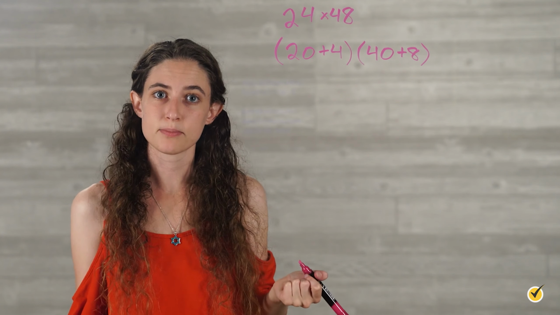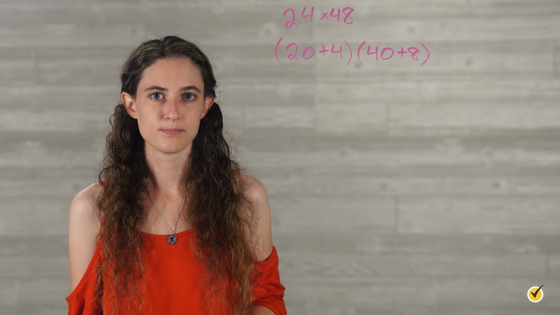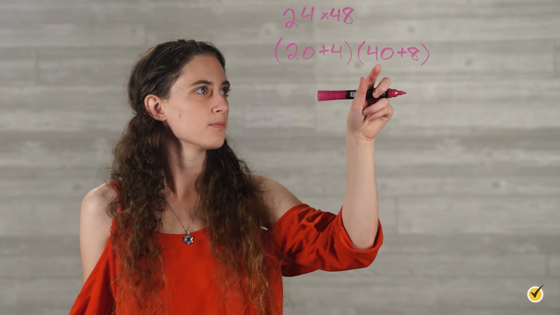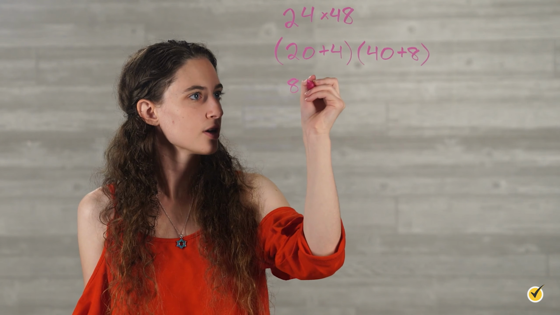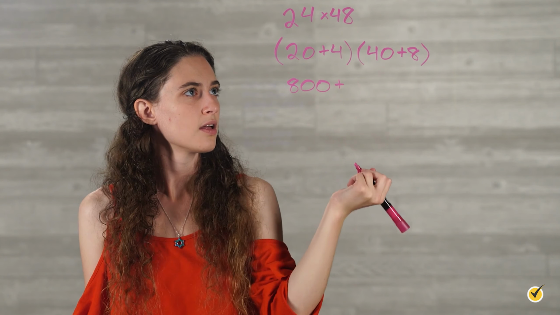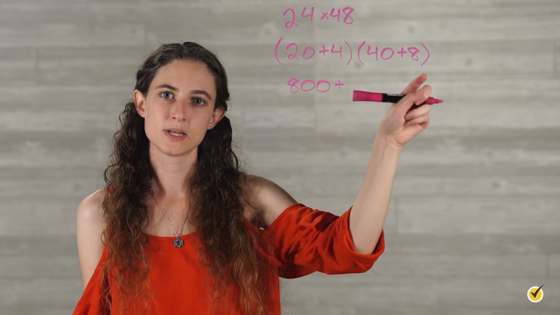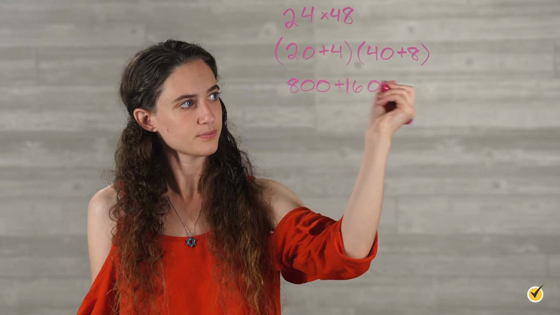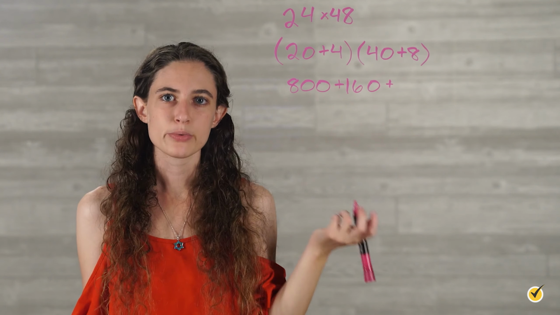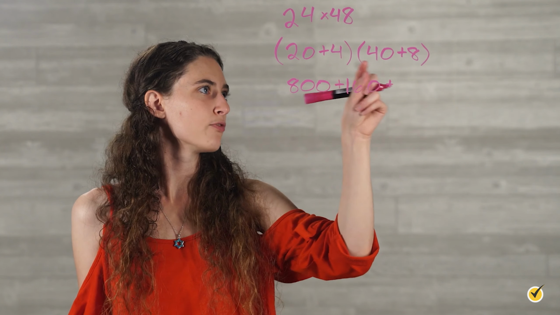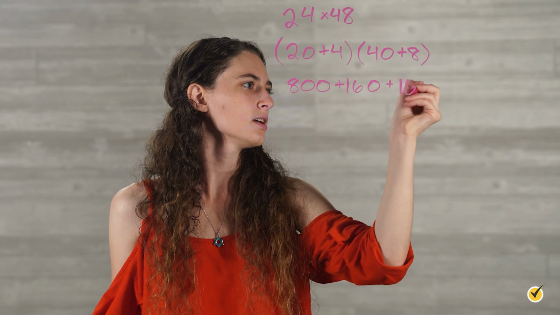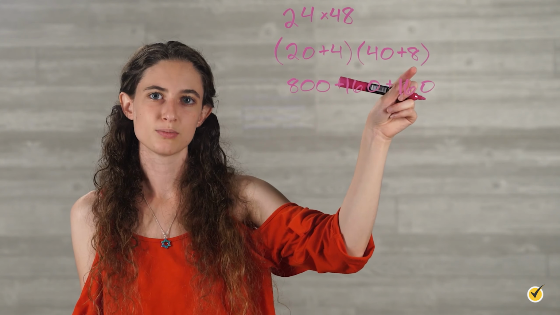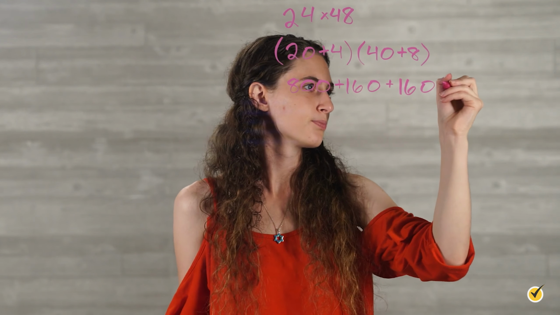Now that each number is written as a binomial, we can apply the FOIL method. The F in FOIL stands for first, so we'll multiply our first terms by one another. 20 times 40 is 800. Then we'll do our outer terms because that's what the O stands for. 20 times 8 is 160. Next comes I, which stands for inner. So we're going to multiply 4 times 40 to get 160. And finally, we're going to do the L, which is the last two terms. 4 times 8 is 32.